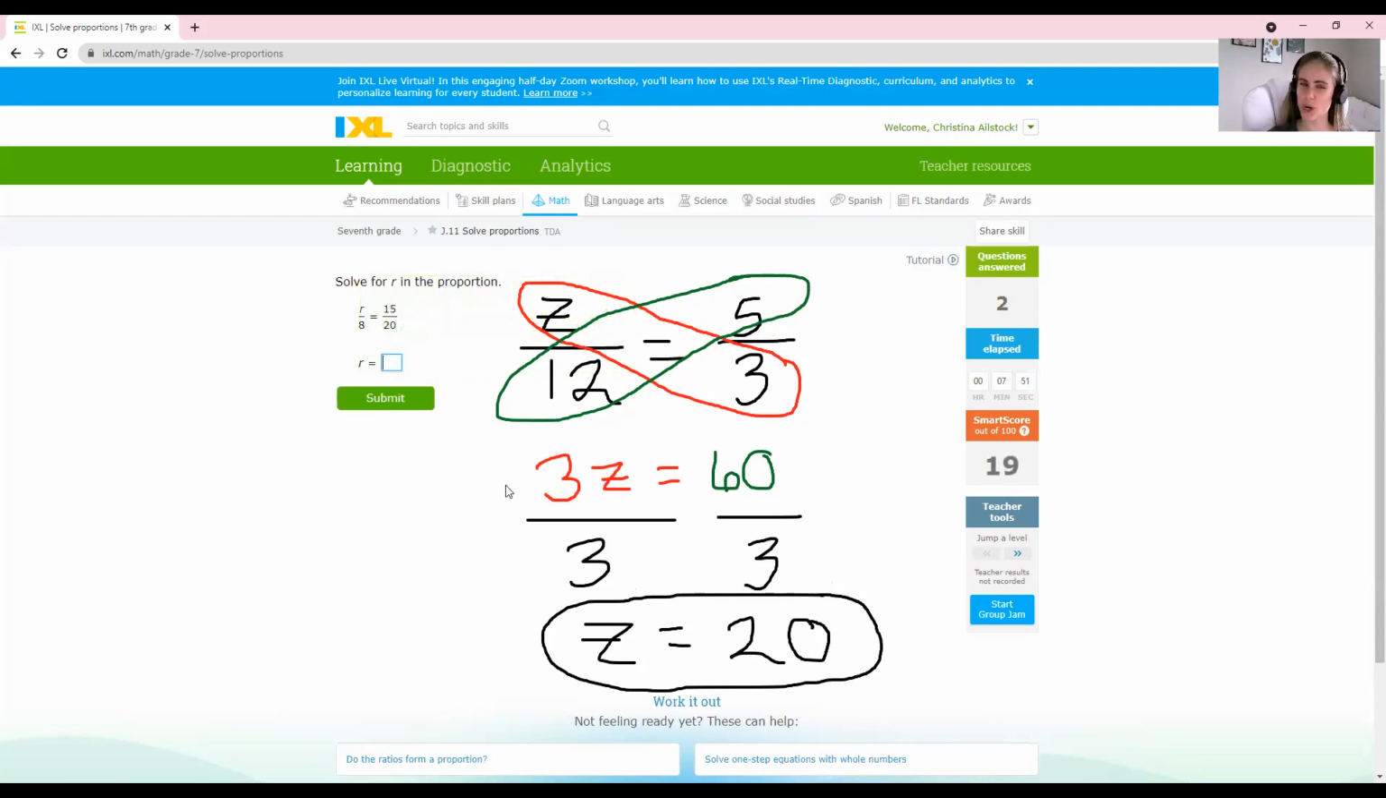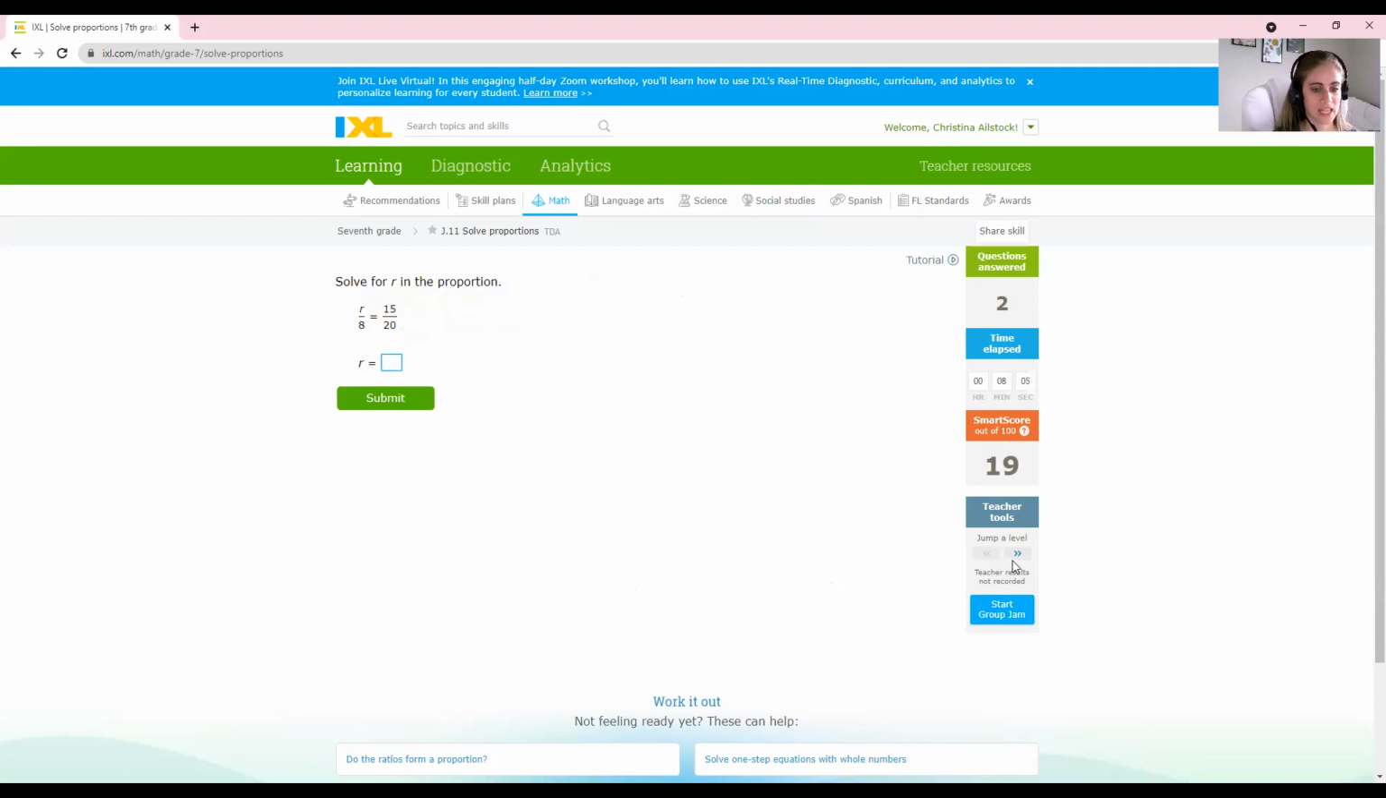It takes a little bit of work, but I think you guys will see that the steps mimic each other each time. You write your problem down, do your cross multiplication, then divide to find your answer. Let's jump up a level, see if we can try a slightly harder one. All right, here we go. The numbers are a bit bigger.